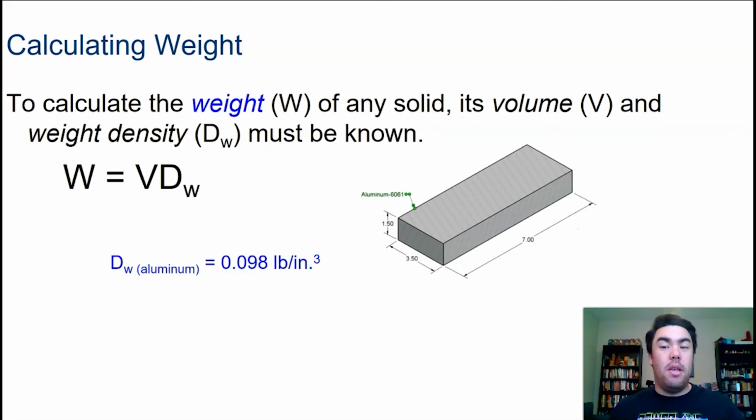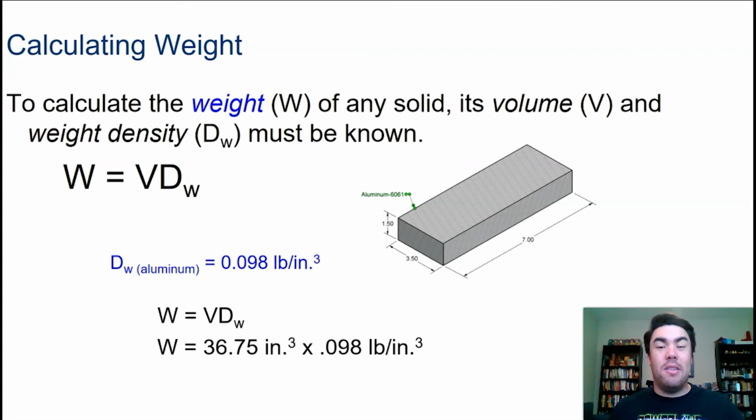So we could similarly use weight density to calculate the weight of any solid, given its volume and weight density. We have the same block of aluminum that has a weight density of 0.098 pounds per cubic inch. We know the volume from the previous problem is 36.75 cubic inches, and the weight density is 0.098 pounds per cubic inch. Put that into our calculator, we get 3.60 pounds.